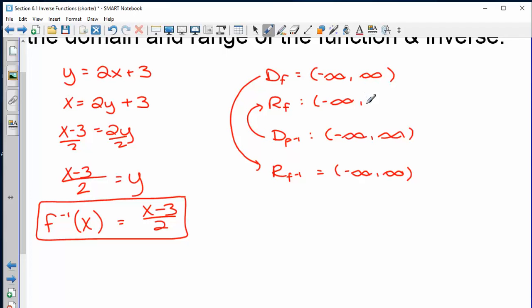So this one, it was just a line anyway, so not very interesting. Everything was negative infinity to positive infinity. Will it always be like that, no matter what? That they're all infinities, or? No, where the domain of the first one would be the range of the second. Yes, always.